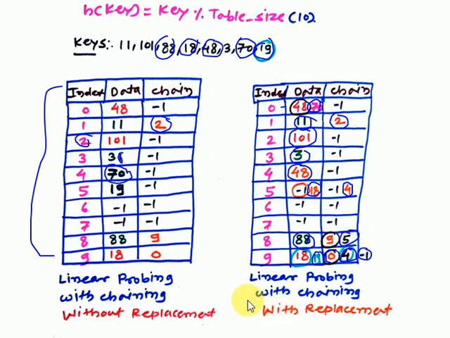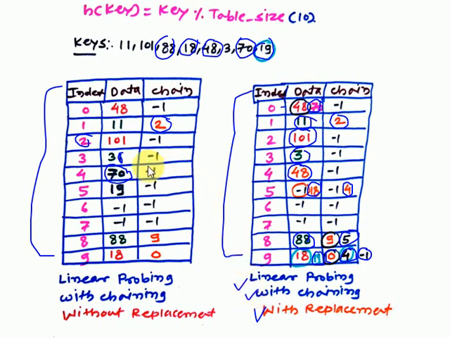So this concept is called linear probing. We are giving chaining, so it is with chaining and with replacement, because if an element belongs to a particular index, and at that place there was an element which does not belong to that index, we replace that element with the actual deserving element. So this is another technique under probing: linear probing with chaining with replacement.